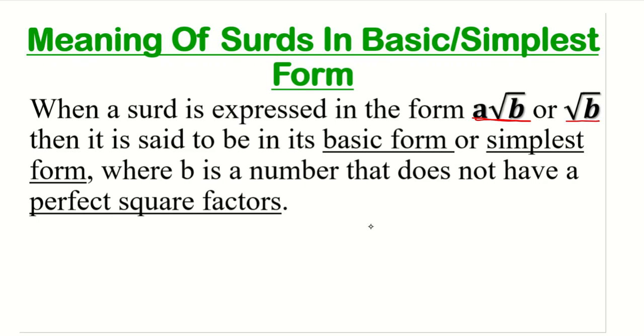Now my question is, if you have square root of 18, can we say that this square root of 18 is in its basic form or simplest form? The answer is no, because when we look at the factors of 18, we are going to have a perfect square factor in 18. And because there is a perfect square factor in 18, it is making this square root of 18 not to be in its basic form or simplest form. Now someone may ask, what is the perfect square factor?